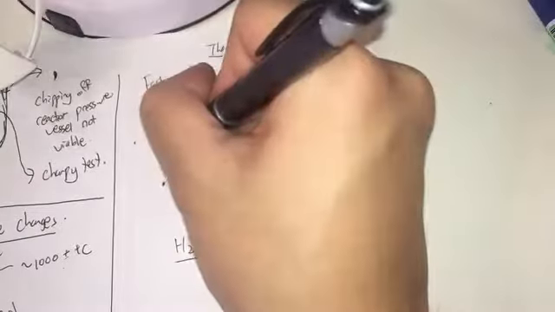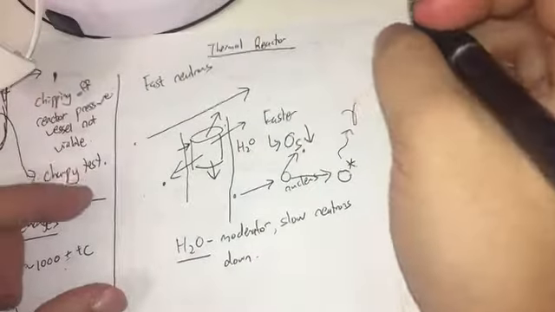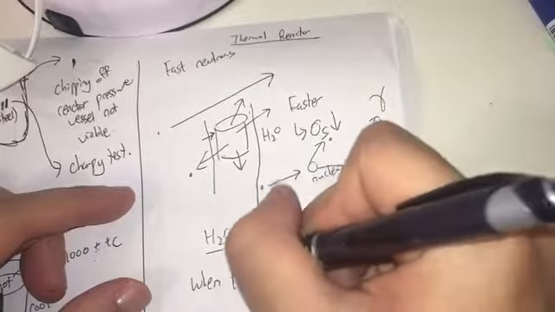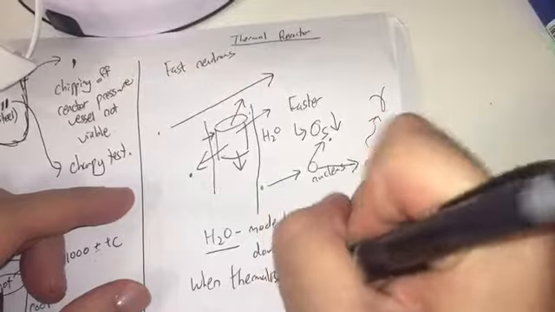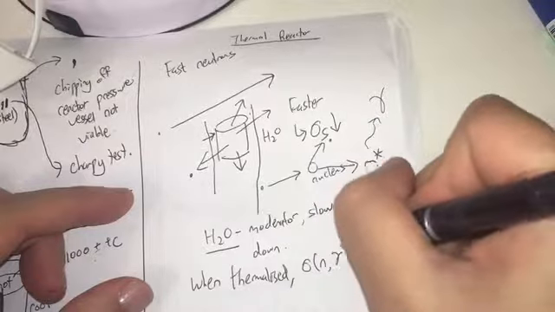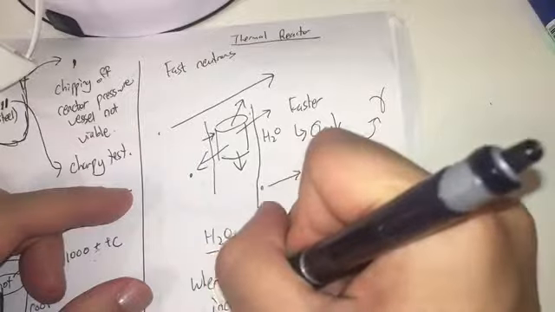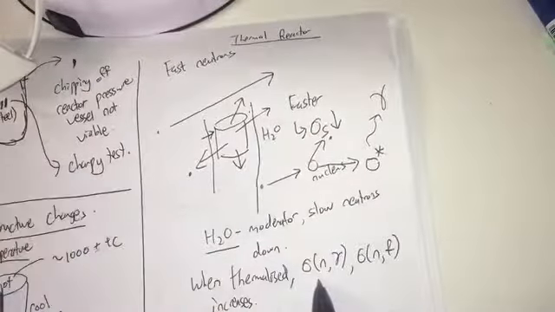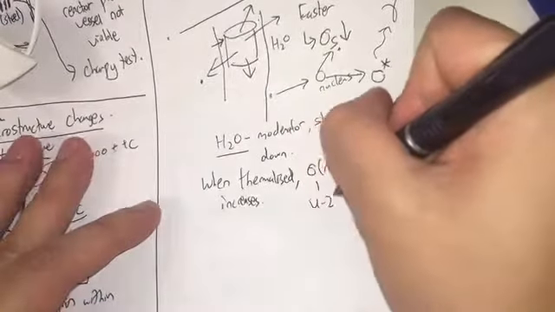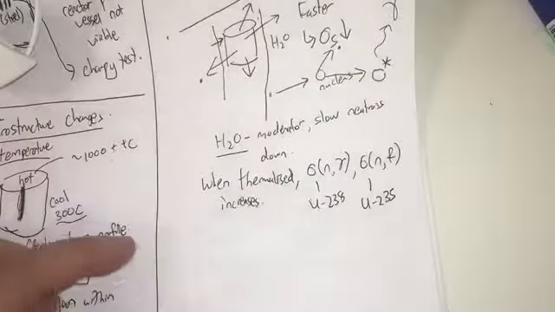However, this time when the neutrons go back, the cross-section increases. When thermalized, the cross-section increases. What kind of cross-section? N gamma and N fission increase. So the N gamma reaction, the capture reaction, is very important, especially for uranium-238. And the N fission reaction is important for uranium-235.